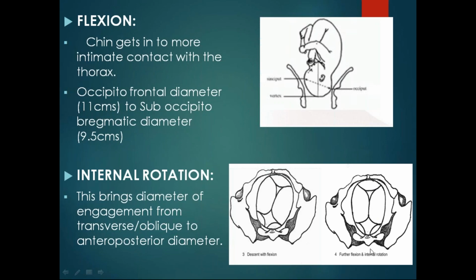It brings the diameter of the engagement from transverse or oblique to the anteroposterior direction. So this is the anteroposterior direction. So the head has undergone internal rotation. You can see here it was transverse. Now it has undergone rotation and come into the anteroposterior direction.